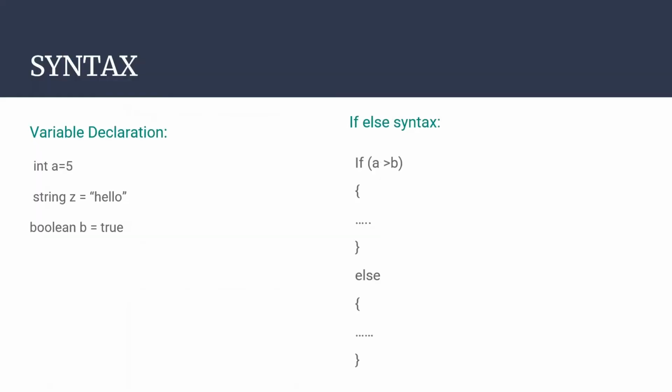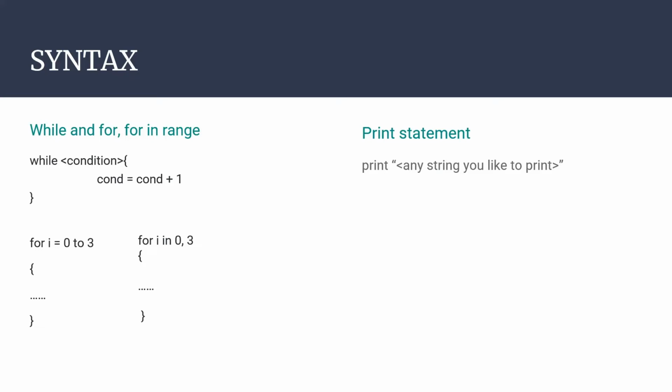So coming to syntax for Mocha, it's very straightforward and user-friendly. For the variable declaration in Mocha, the type specifier is followed by the identifier. For the if, else, for, for in range, and while constructs, we put the executable statements in curly braces. The print statement in comparison to Java is much simpler. The print keyword should be followed with the string you would like to print.